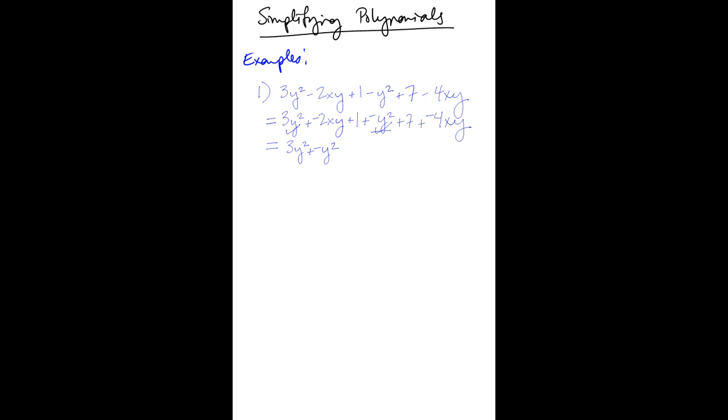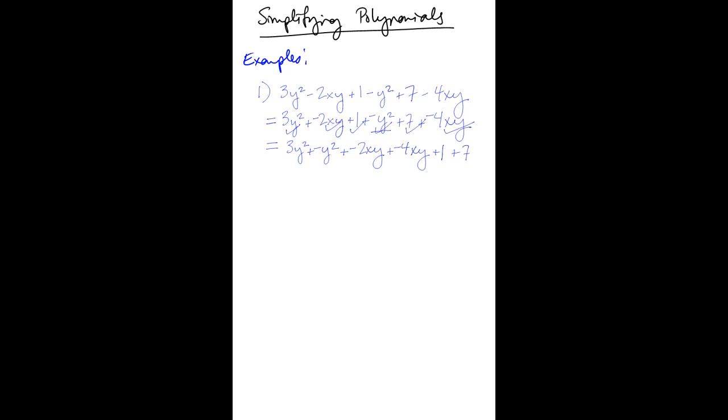So the next term I have here is plus negative 2xy. Do I have any other xy's? That's not an xy, that's not xy. But here is a negative 4xy. So I've got that one written down. Now the next term that I have not yet written down is a plus 1. So I've written that down. And the last thing I have left is a plus 7. So I've written that down.